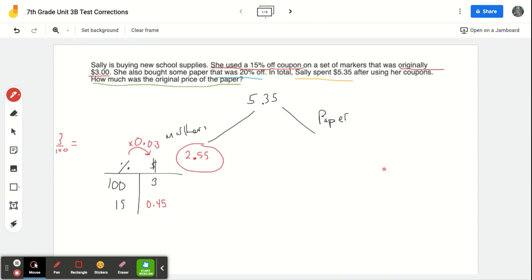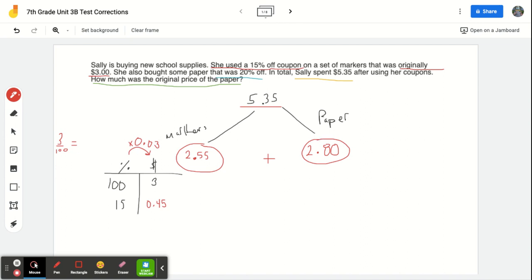Now, to figure out what she paid for the paper, I could just remove that $2.55 from the total $5.35. So remember, it takes $2.55 plus the paper to make $5.35. So what I would do is just remove $2.55 from $5.35. So I'm subtracting the two to figure out that the paper was $2.80 at the checkout.